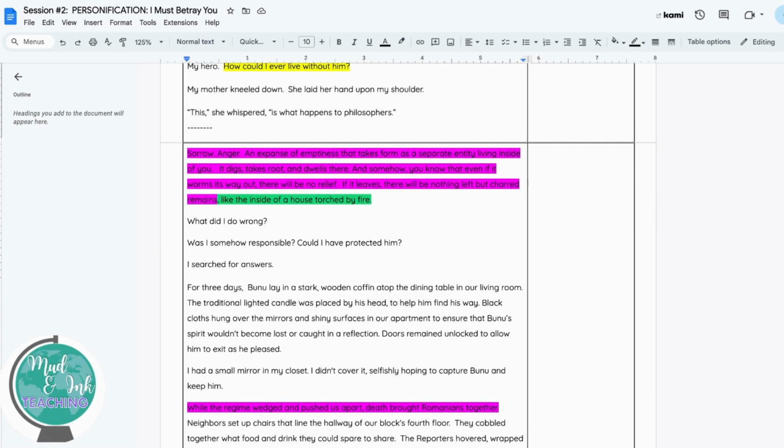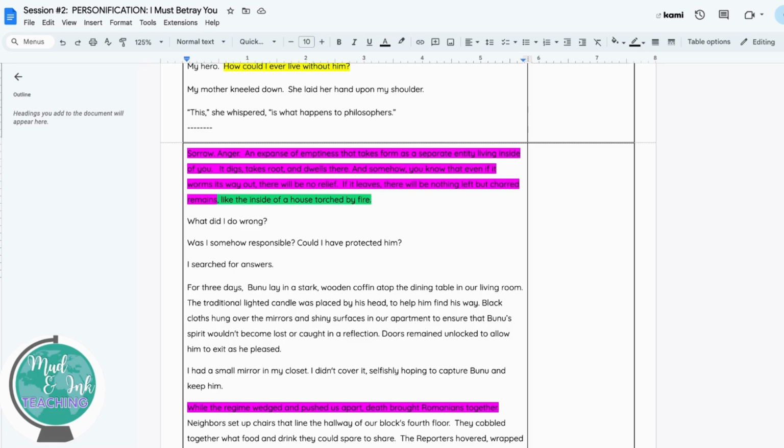Sorrow, anger, an expanse of emptiness that takes form as a separate entity living inside of you. It digs, takes root, and dwells there. And somehow you know that even if it worms its way out, there will be no relief. If it leaves, there will be nothing left but charred remains, like the inside of a house torched by fire.